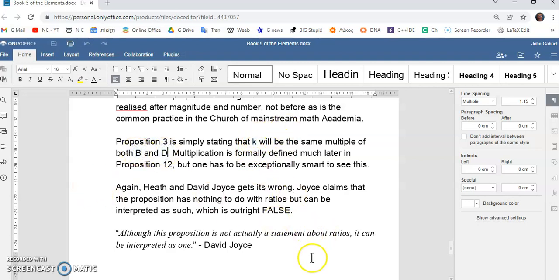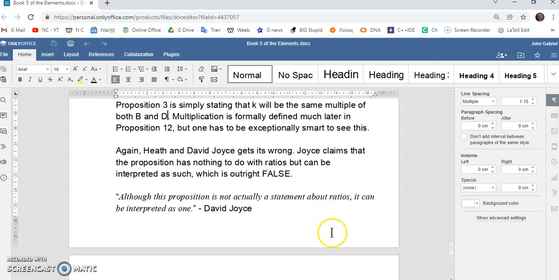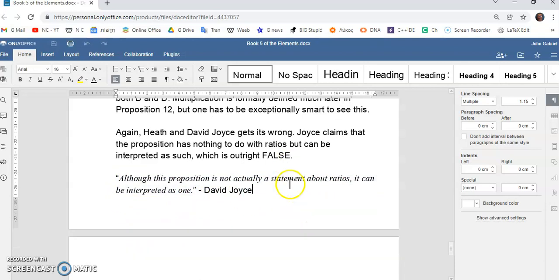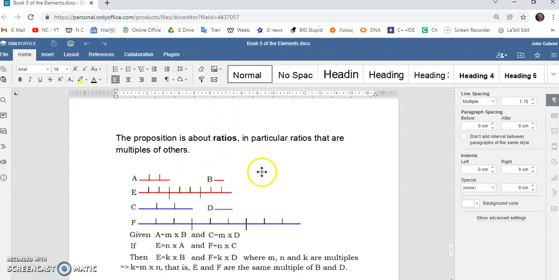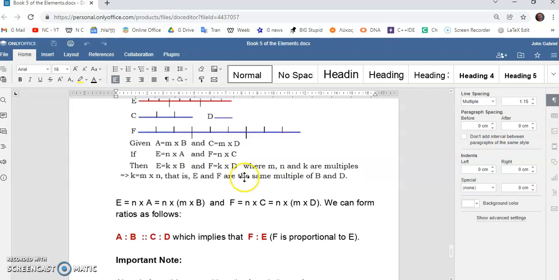Okay, multiplication is formally defined only much later in Proposition 12, but one has to be exceptionally smart to see this. So again, Heath and David Joyce get it terribly wrong, because Joyce claims over here that this proposition is not actually a statement about ratios, but it can be interpreted as one. Actually, it is a statement about ratios. It's just that nobody before me actually understood these things very well. So in particular, it's a statement about ratios that are multiples of others.